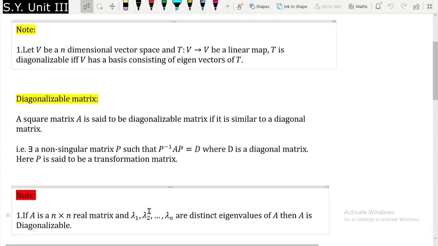There is a very simple reason for that, and that is the note I have written here. If A is a real matrix and lambda 1, lambda 2, up to lambda n are distinct eigenvalues, then A is diagonalizable.